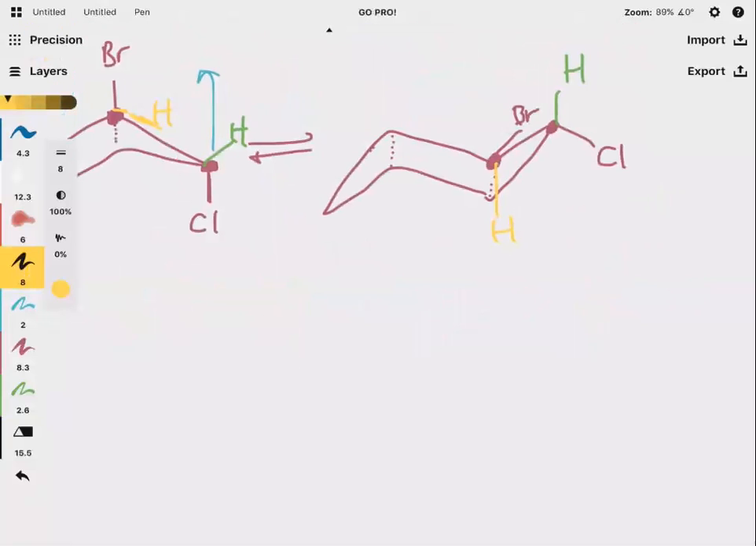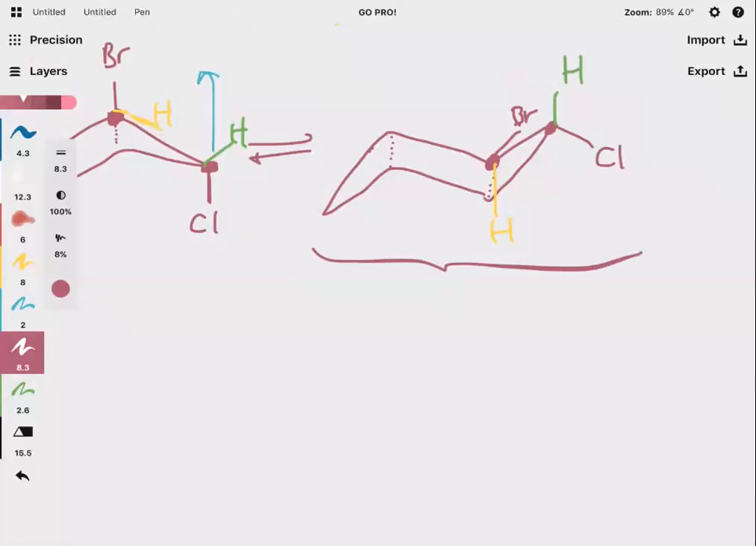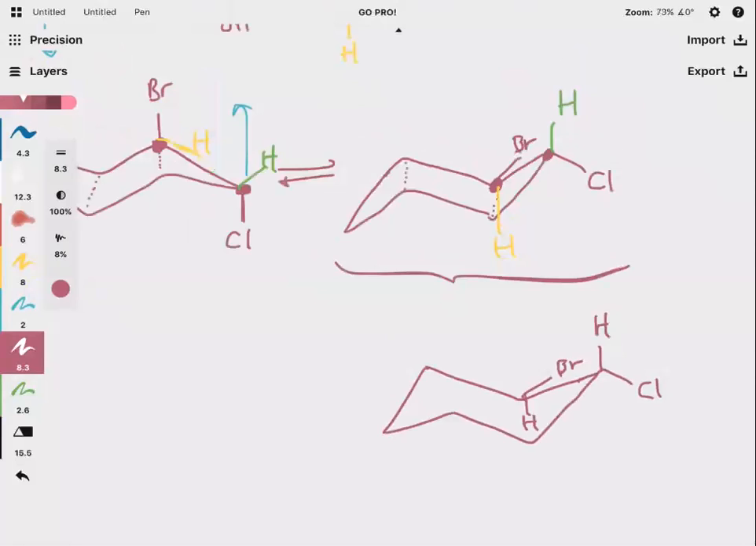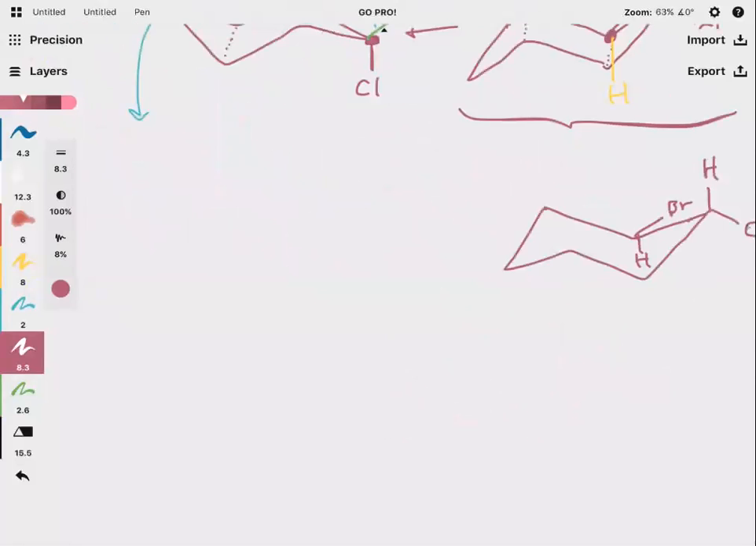So I know that doesn't look all that great. Let me redraw this thing a little cleaner. All right, that is much better. So there's our hydrogen, there's our chlorine, there's our bromine, and there's its hydrogen. Let's practice that one more time.